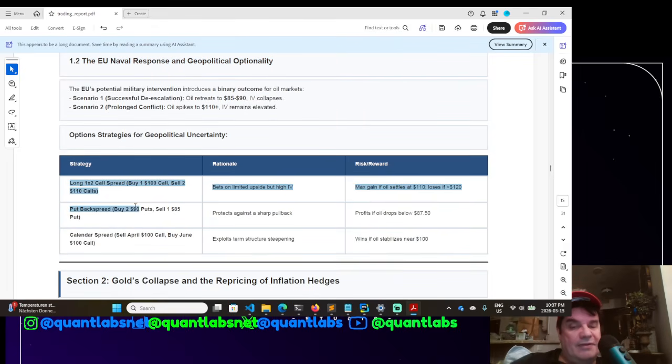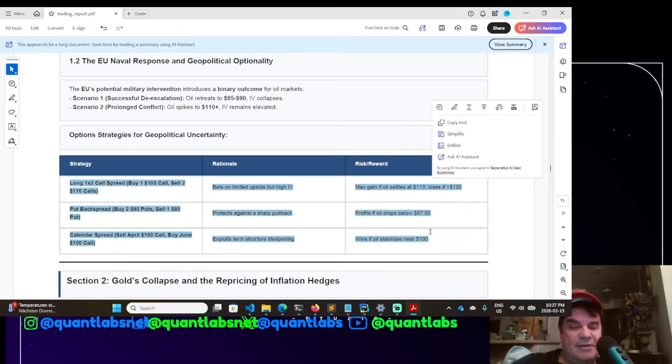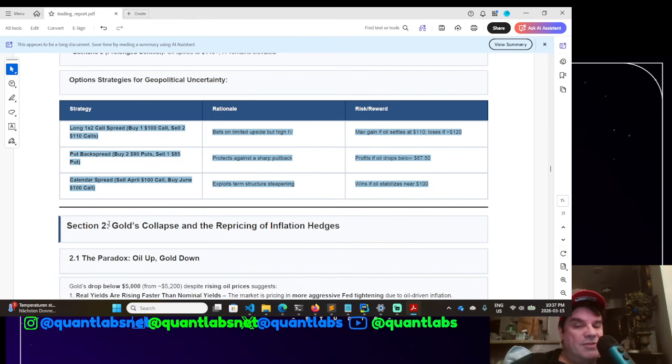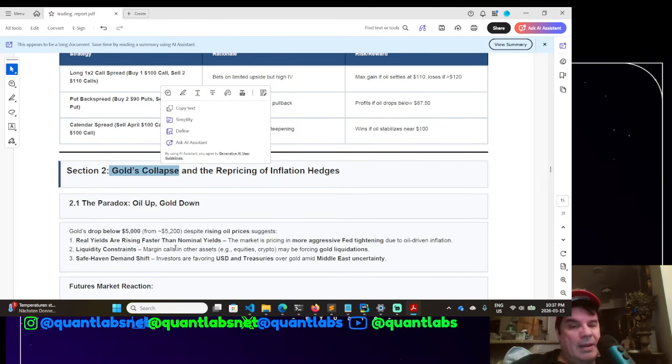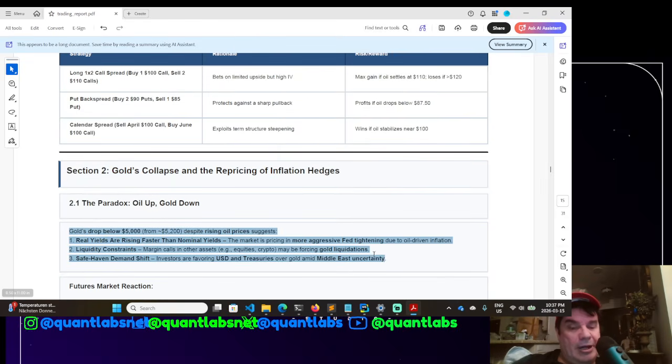And then here you have all the different types of strategies once again and the different conditions to trade. What happens if gold collapses? Forget all those doom and gloomers and the gold bugs and all that. These are things that people might not consider. What happens if gold collapses? And again, it goes into it right here.